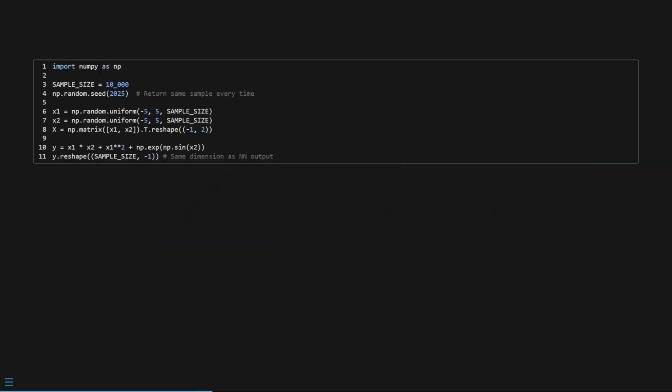Apparently, we know everything we need to jump into the code. First, we define a sample size and a seed, so every experiment runs the same. Then we generate some random data points, x1 and x2. We combine those as a matrix. We define y as the complicated function we have seen before.